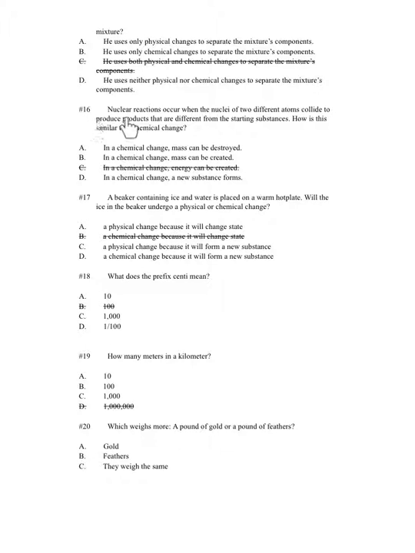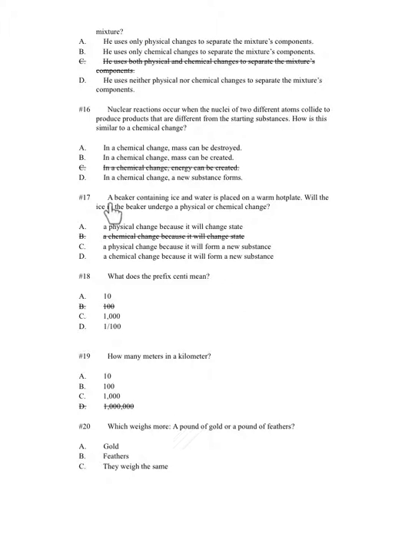Number 16. Nuclear reactions occur when the nuclei of two different atoms collide to produce products that are different from the starting substances. How is this similar to a chemical change? A. In a chemical change, mass can be destroyed. B. In a chemical change, mass can be created. C. In a chemical change, energy can be created. D. In a chemical change, a new substance forms.